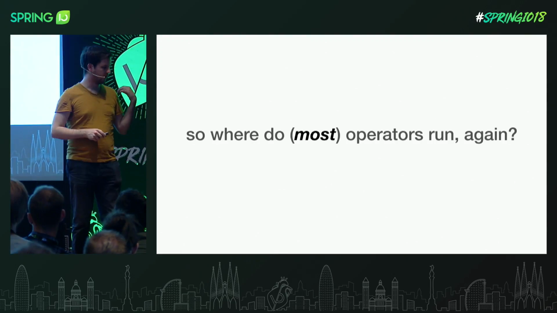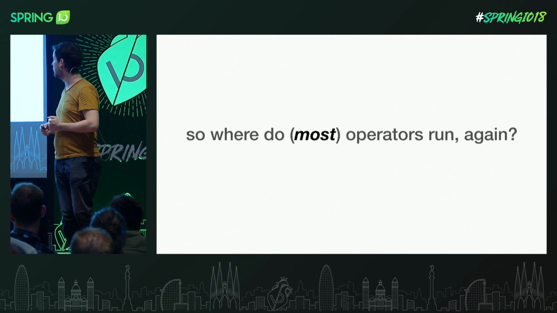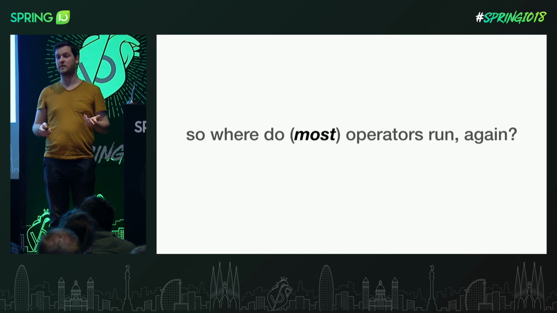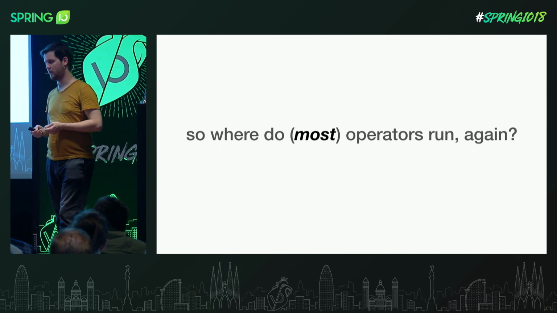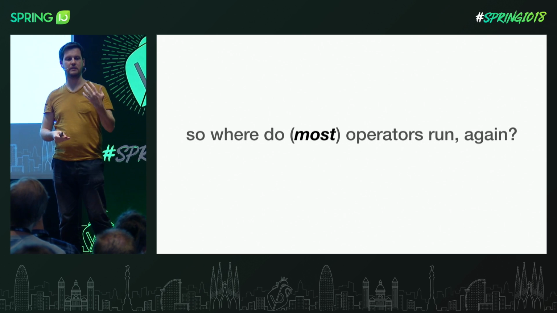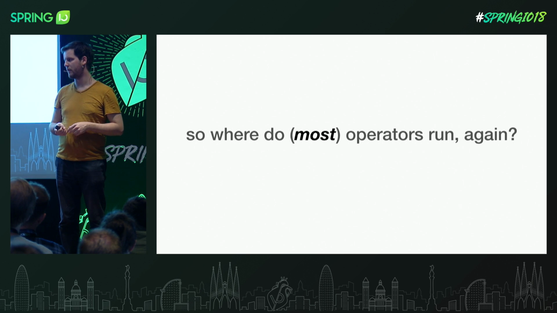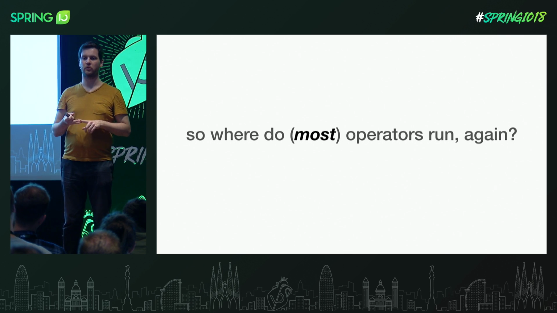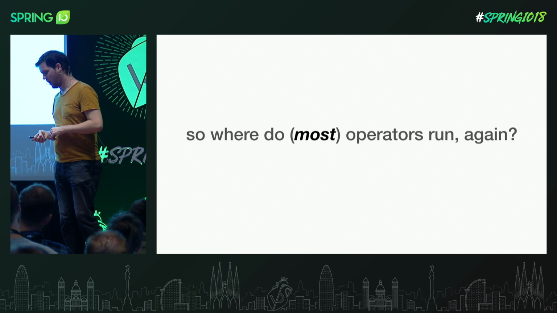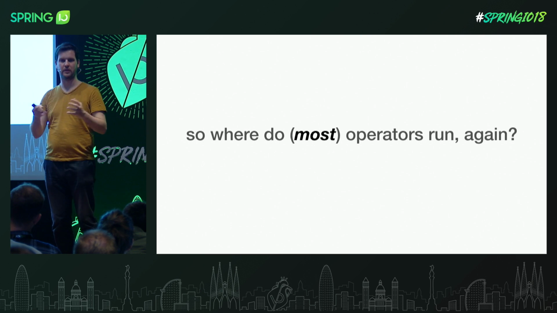So if I go back to what I said earlier, where do most operators run? Well, they run basically in the same thread from which they received an event. So in reactive streams, you have three events. You have onNext, onComplete, and onError. On next, you can get 0 to n. It could be an infinite sequence.